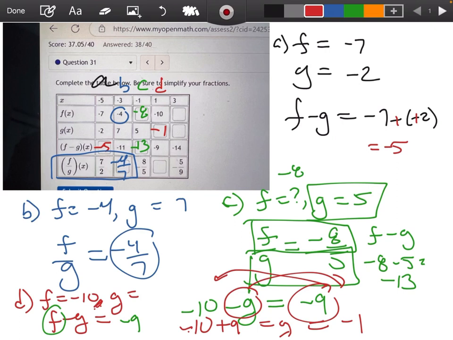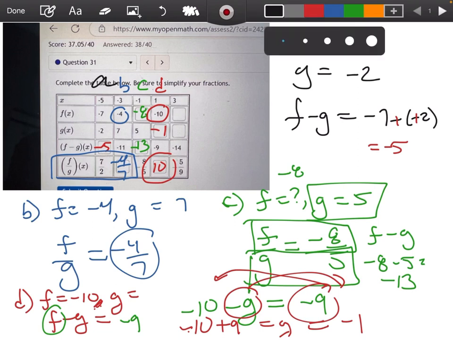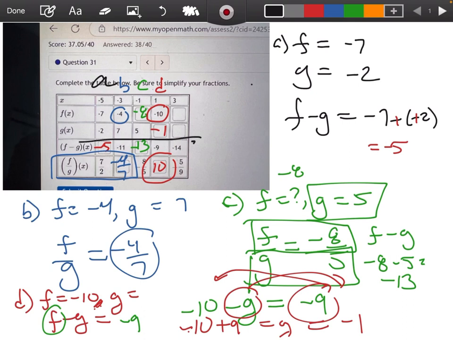Now, we also want to figure out what is f divided by g. Take a look. -10 divided by -1 is going to be a +10, okay? Now, let's see if we can figure out the next part. I'm going to write this down on my next slide.